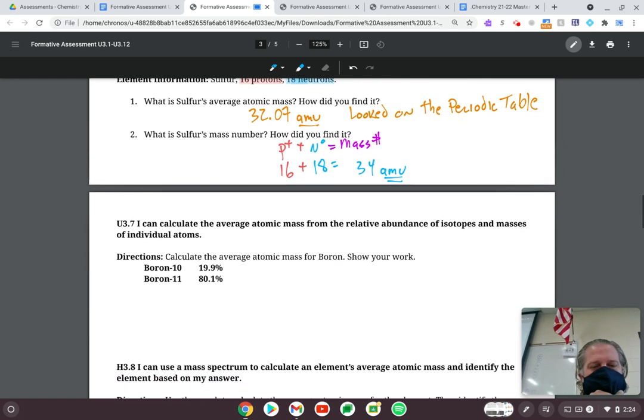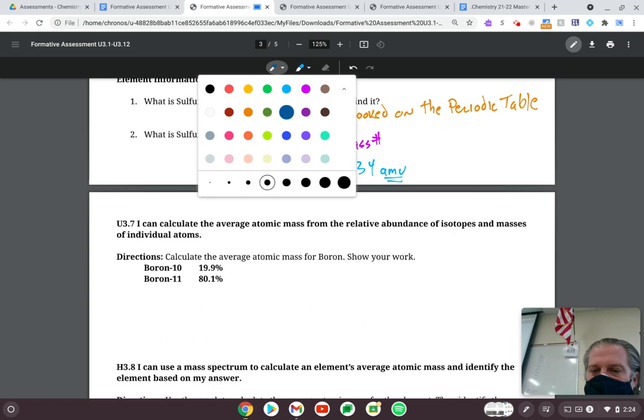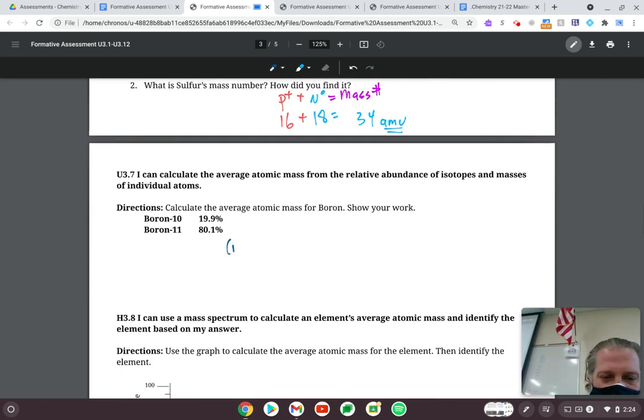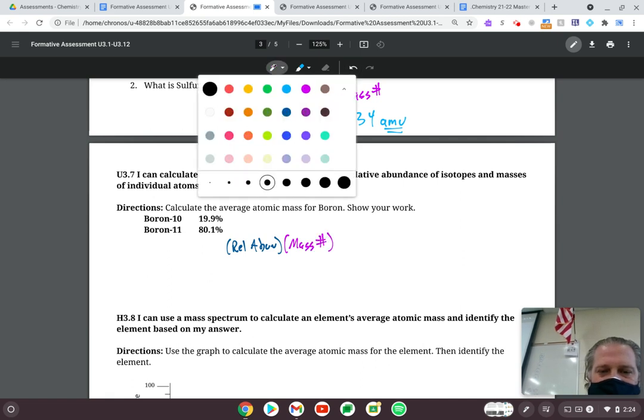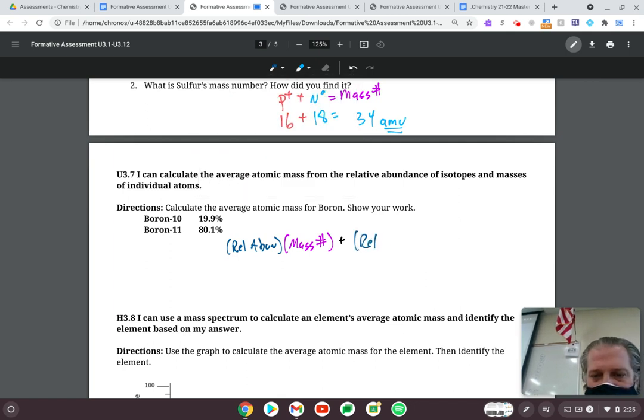Okay. I can calculate the average atomic mass from the relative abundance of isotopes and masses of individual atoms. You might remember that the formula for average atomic mass was relative abundance times atomic mass. Nope, that's not right. Times mass number, plus relative abundance times mass number.